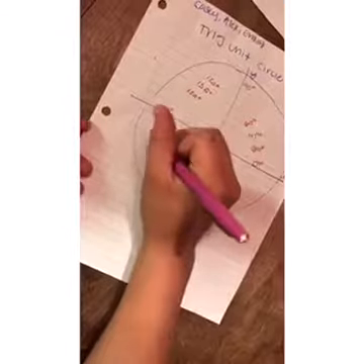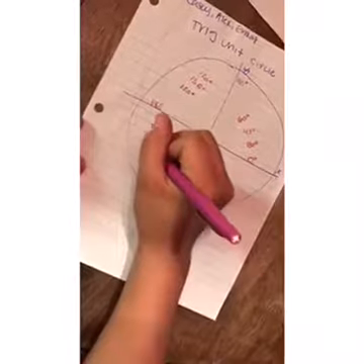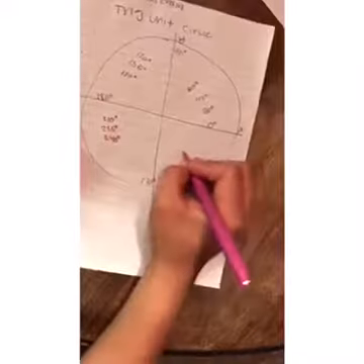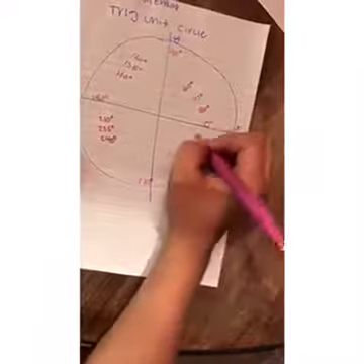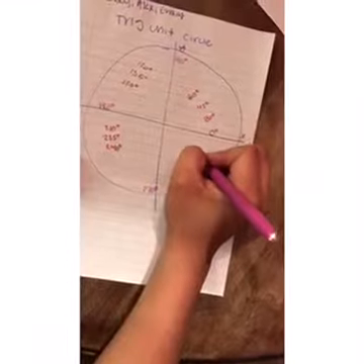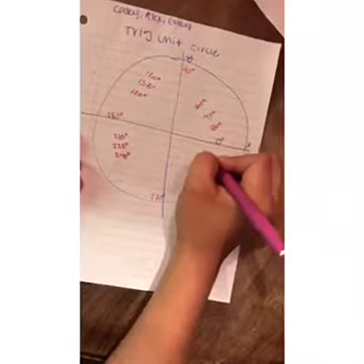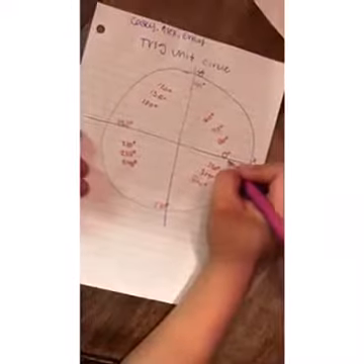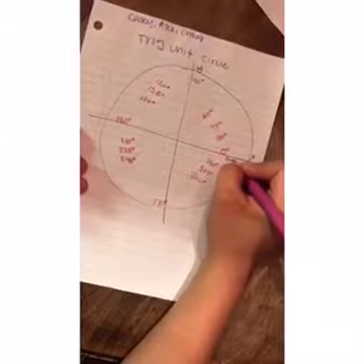So 210, 225, 240, and then 300, 315, 330, and then this one would be 360. Well, this line.